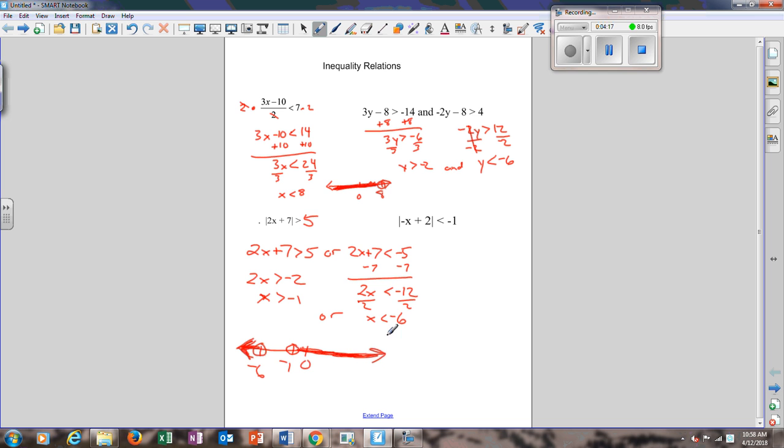Okay, last one. Now, absolute value always makes everything positive, right? So what value would make this true? So that the absolute value would be less than a negative 1. If it always makes it positive, then there's no positive number that's smaller than negative 1 or less than negative 1. So that's no solution.